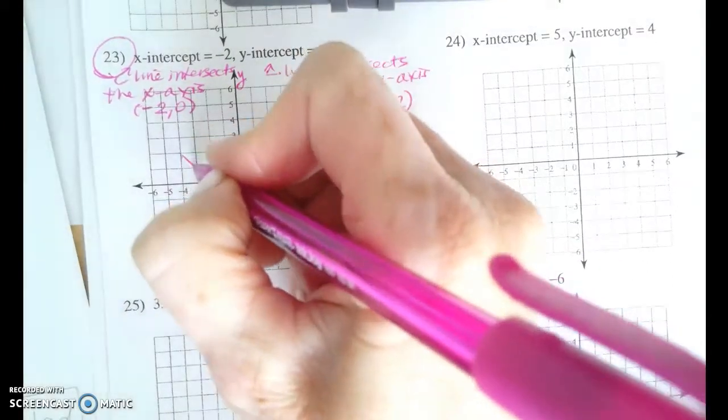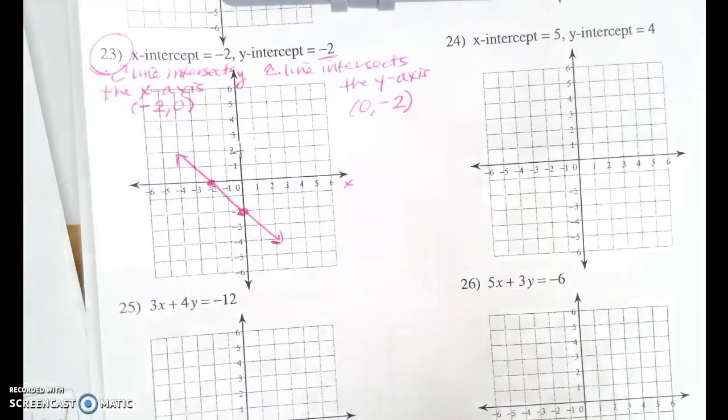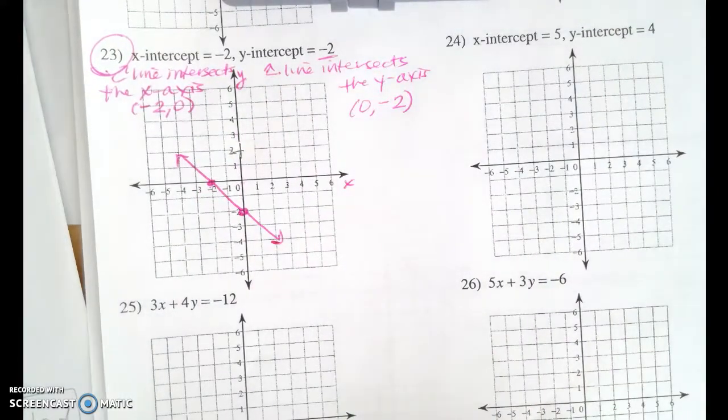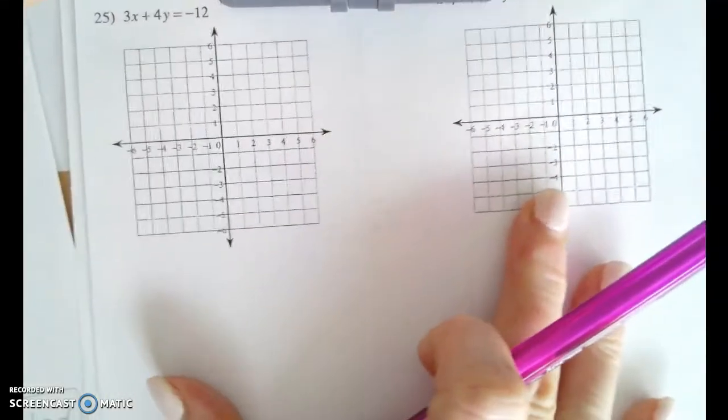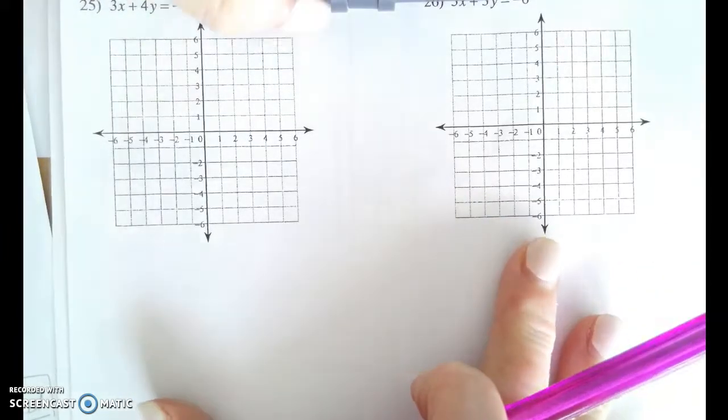So now I'm going to create my line, because all I need is 2 points to create a unique line, and there it is. So that's an example where you might be using x-intercept and y-intercept, and we'll give you at least another one of those to practice with. Okay, again, feel free to pause at any time if you need to or go back.